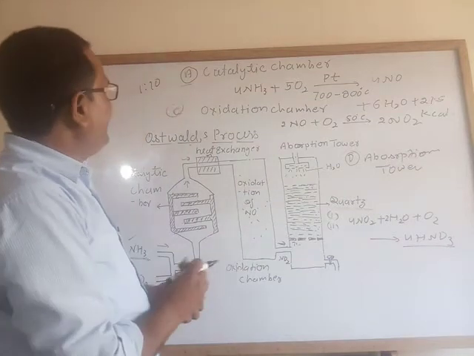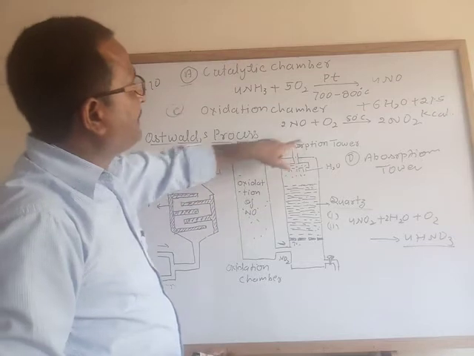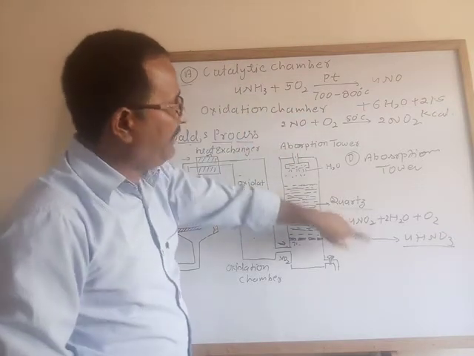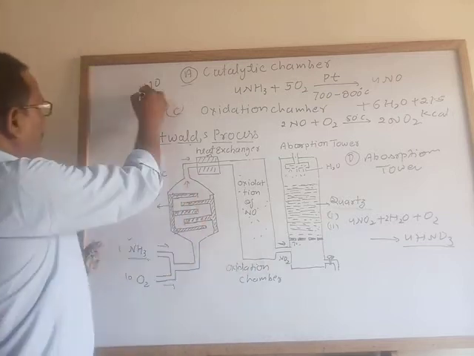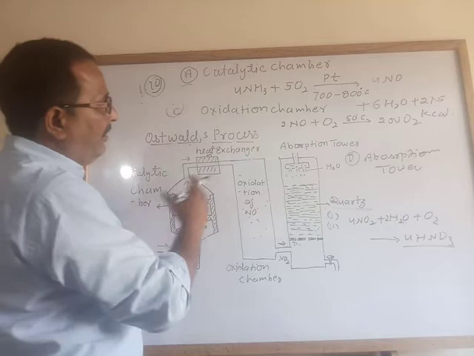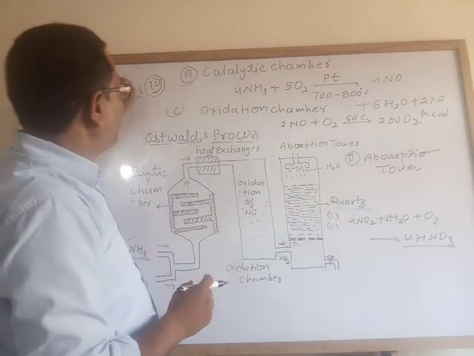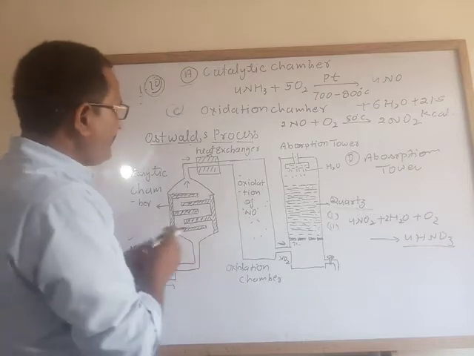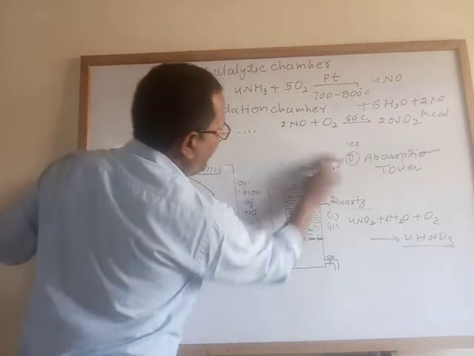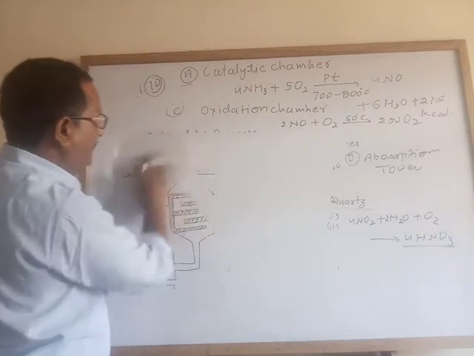See that in all chambers, meaning the catalytic chamber, oxidation chamber and absorption tower, what is needed? Oxygen is required. So the volume ratio of ammonia and oxygen is 1:10, because oxygen is required in all the chambers. Now I am going to rub this diagram. Okay, so I have explained what is the use of each and every compound.